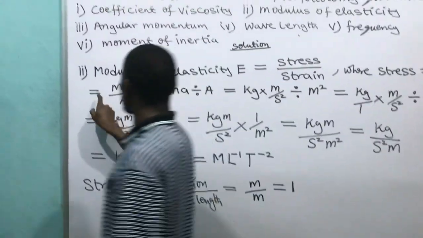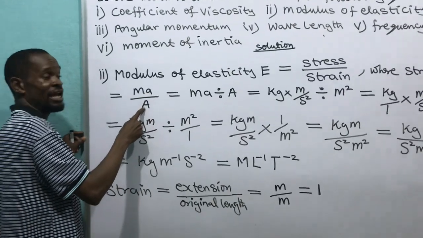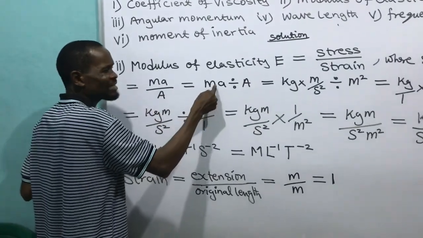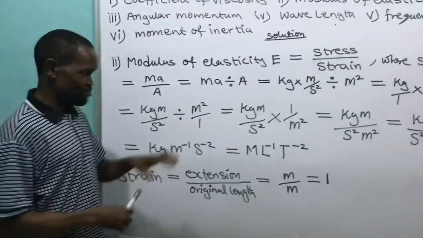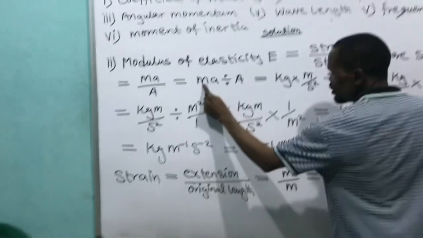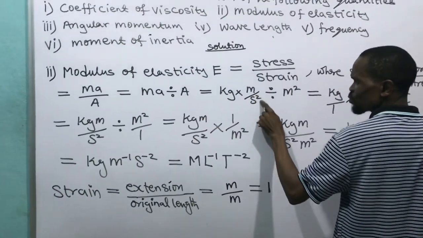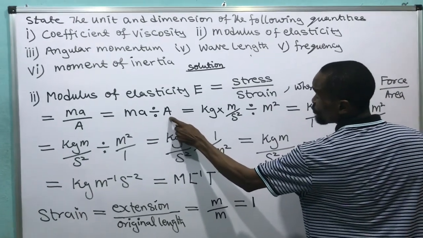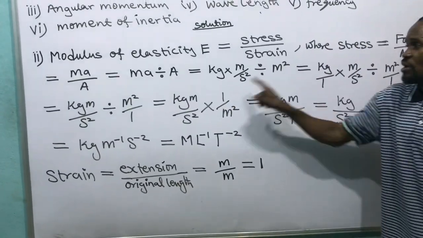Then what is force? Force is mass times acceleration, divided by the area, capital A. So stress equals mass times acceleration divided by area. Are you following what I'm talking about? Then I come over here. What's the unit of mass? Kilogram, times the unit of acceleration, meter per second square, divided by the unit of area, which is meter square.